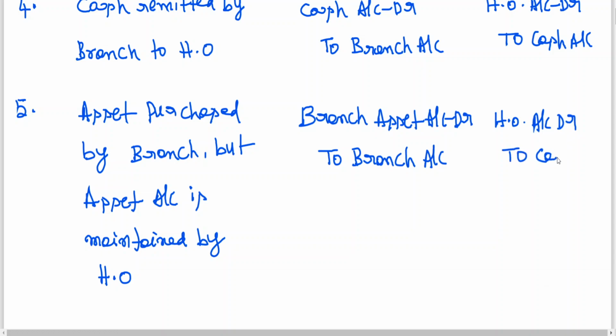to cash, because the asset is purchased by branch. Come on, tell me. Head office account to cash. But this head office account, why are they debiting? Because who is maintaining that? The asset is being maintained by head office.